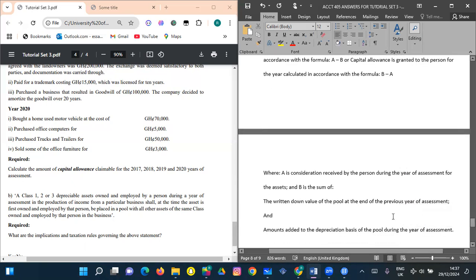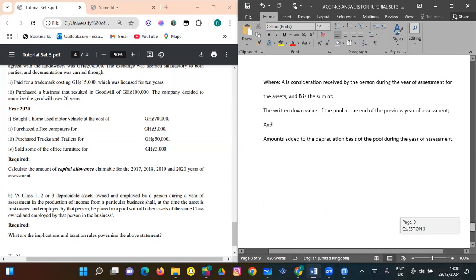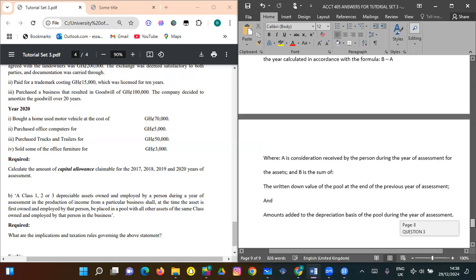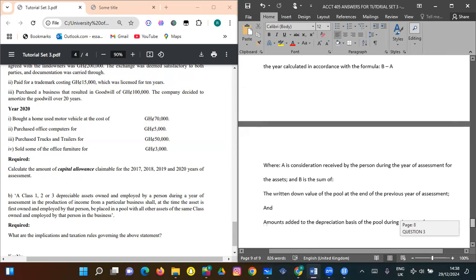A capital allowance, right? Where A is the consideration received by the person during the year of assessment, and B is the sum of the written down value of the pool at the end of the previous year of assessment and the amount added to the depreciation basis of the pool during the year of assessment. So basically what this means is that when the person makes a loss, the loss is given as a capital allowance, and when in profit, the person is taxed on the profit, right?